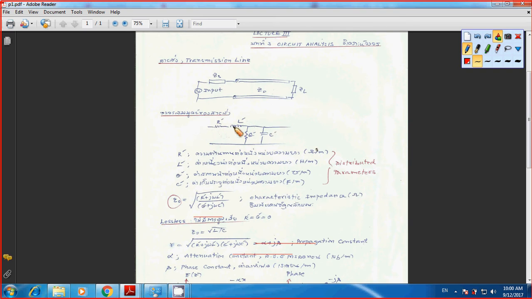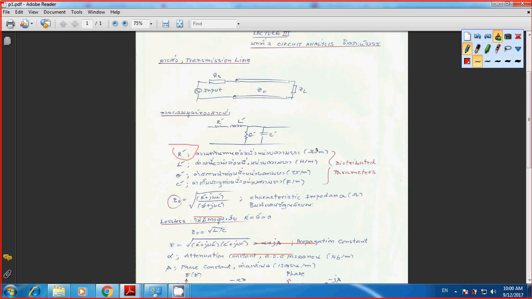You have R in series with L, and you have G in parallel with C, and you have R prime, L prime, G prime, C prime, and that's what we call distributed parameters. With the unit of per meter, R prime is going to be your ohms per meter, L Henry per meter, G prime mho per meter, C prime farad per meter.